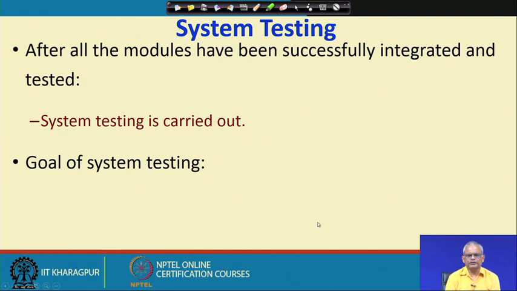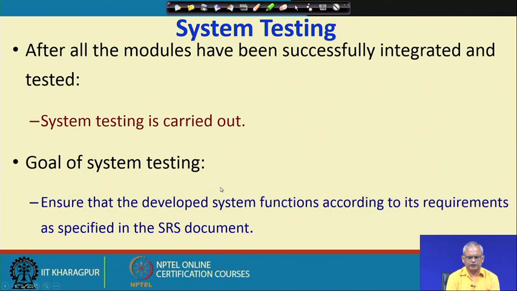Once all the modules have been integrated, then the system testing is carried out. In system testing, the fully integrated system is checked to see if it meets the requirements that were expressed by the customer. So, the goal of system testing is to check if the developed software satisfies all the requirements that have been expressed in the SRS document.